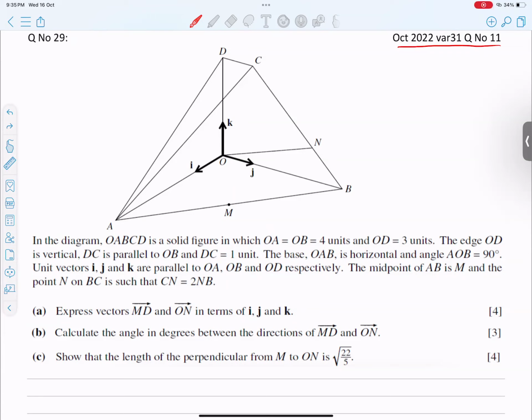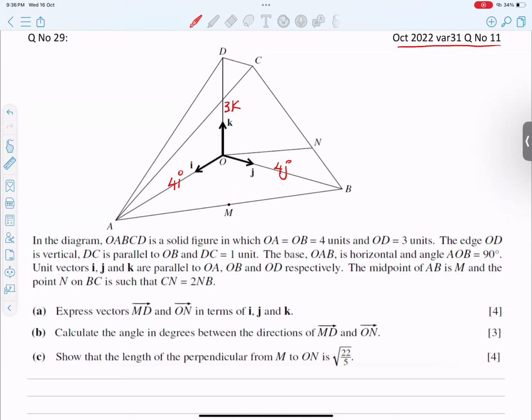It means OA is 4i. I'm writing it here, 4i. And OB is 4j, sorry, 4j. OD is 3k. OD is upwards, so this is 3k.